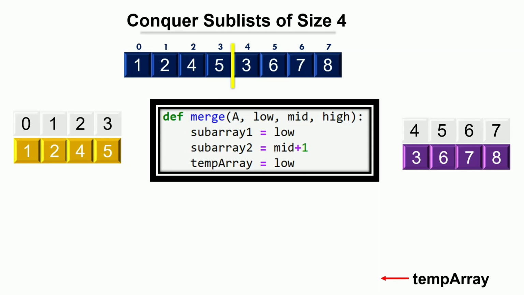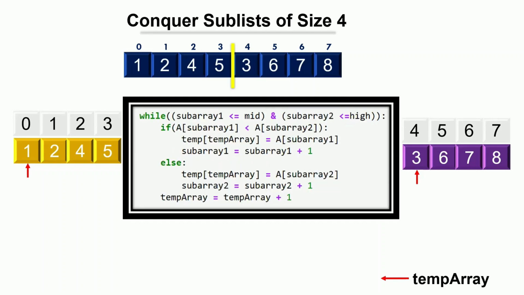We started with an array with 8 elements. So at this position, the left sublist of 4 elements and the right sublist of 4 elements are already sorted. We compare the elements on the left sublist and the elements on the right sublist. Subarray 1 moves from 0 to 3. Subarray 2 moves from 4 to 7. Initially, we have the value of subarray 1 to be 0 and the value of subarray 2 to be 4.